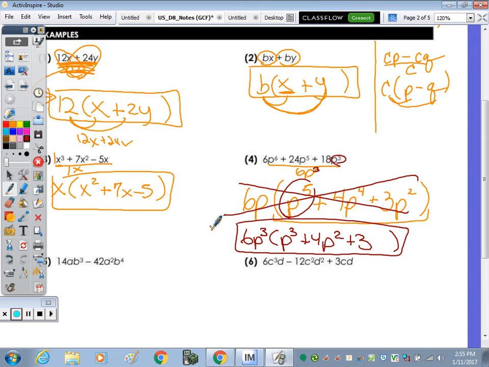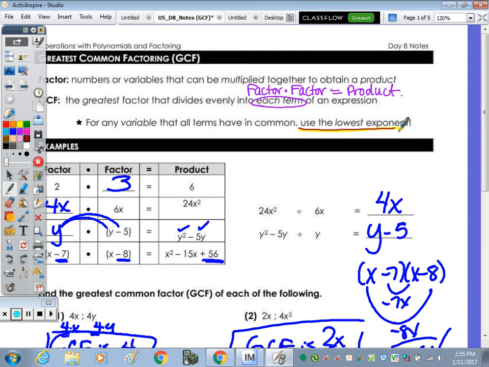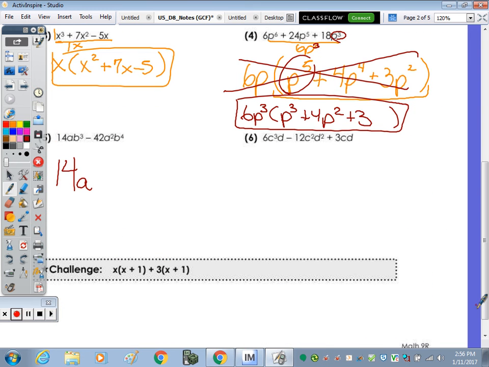So now that we know that, what's the GCF for 14ab cubed and 42a squared b to the fourth? 14 is right, Jack, numerically, but what about for the variables? If you look at a and a squared, yep, a is the smallest. What about for b cubed and b to the fourth? No? Going back to the front, it was your variable part with the lowest exponent, which would be the 3. So it's going to be b cubed.